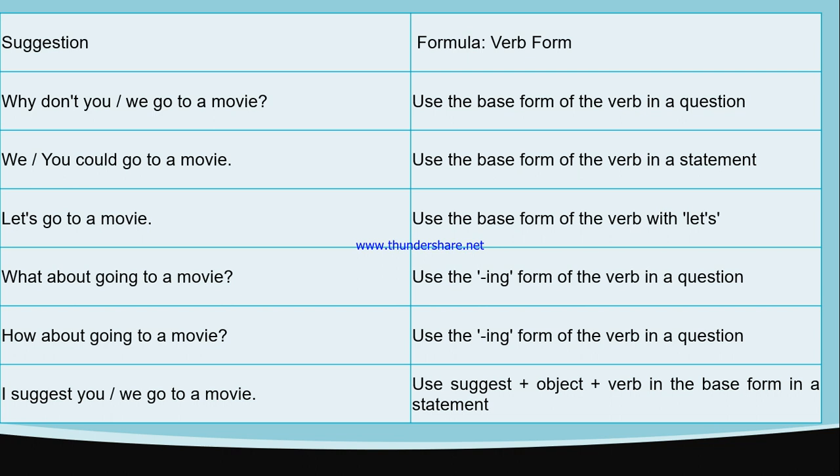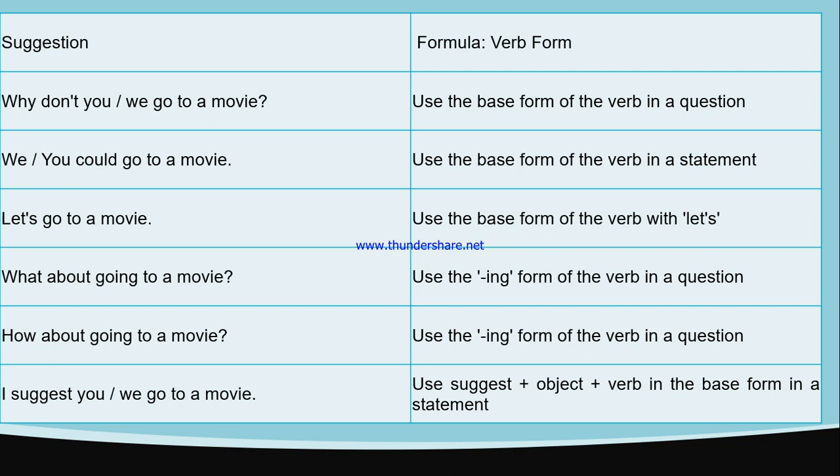We or you could go to a movie. Use the base form of the verb in a statement. Let's go to a movie. Use the base form of the verb with let's. What about going to a movie? Use the ing form of the verb in a question. How about going to a movie? Use the ing form of the verb in a question.